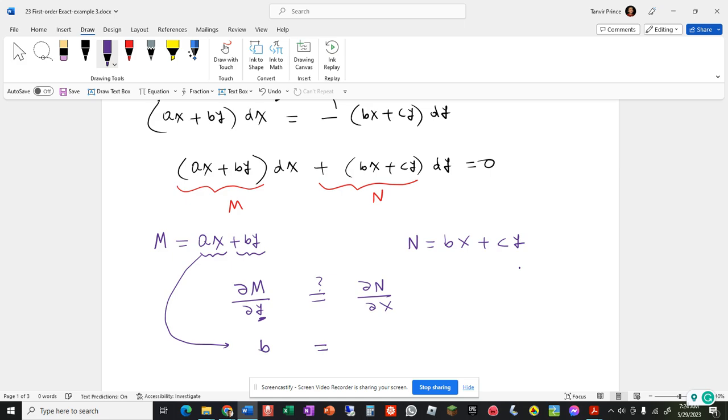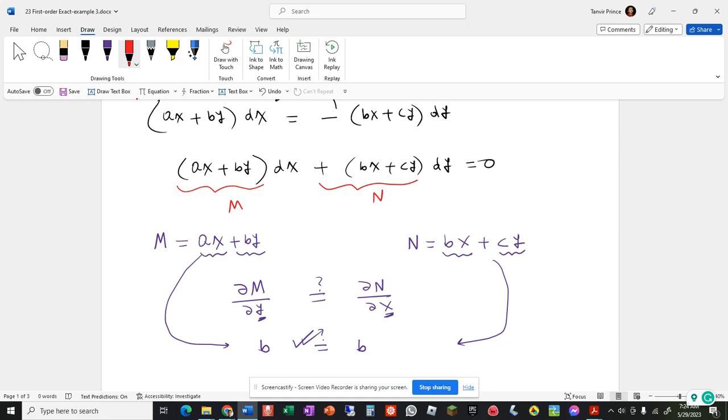So let's check it. Is it true? In here, we're taking the partial derivative with respect to x. So x is the variable, y is like a number. So for bx, the derivative is b. Remember, b is the number. And the derivative of cy is 0 because y is like a number. So indeed, they are equal to each other.